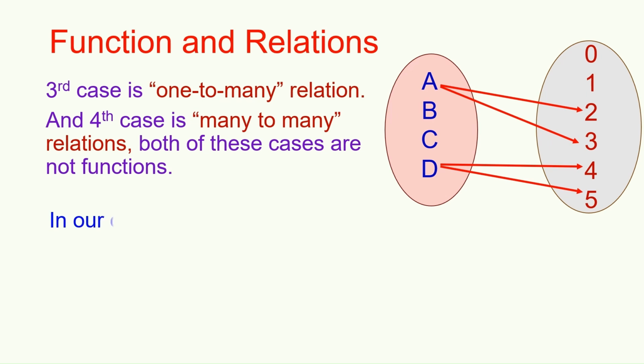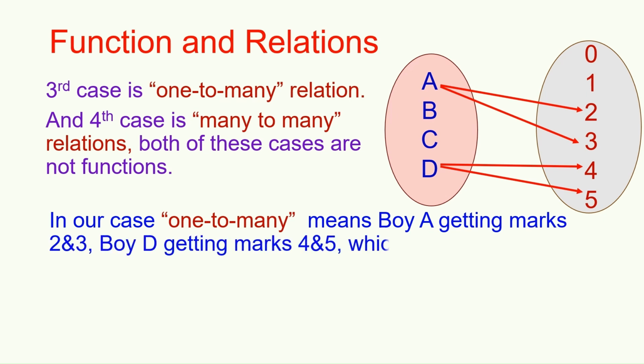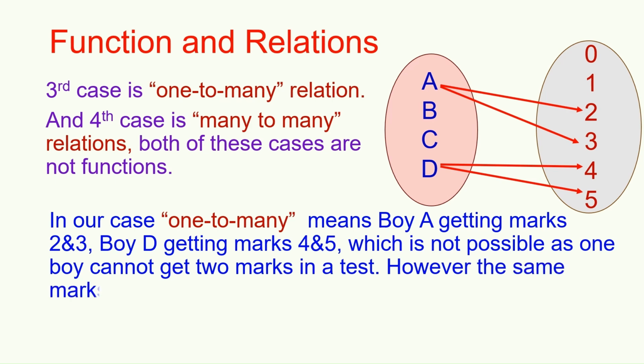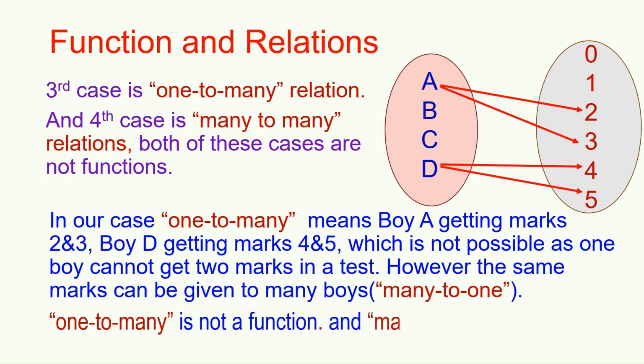In our case, one-to-many means boy A getting marks 2 and 3, boy D getting marks 4 and 5, which is not possible, as one boy cannot get 2 marks in a test. However, the same marks can be given to many boys, or many-to-one. One-to-many is not a function, and many-to-one is a function.